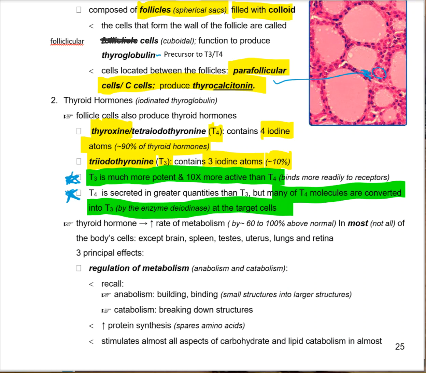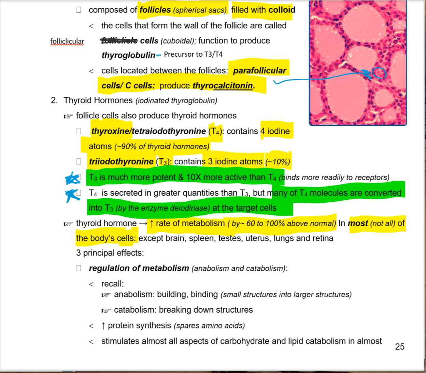So what do these T3, T4 hormones do? Collectively, they're just called thyroid hormones. What they do is they increase rate of metabolism. We mentioned that already in a previous lecture, but they can increase metabolism, almost doubling it. And almost every body cell is going to be reacting to them.